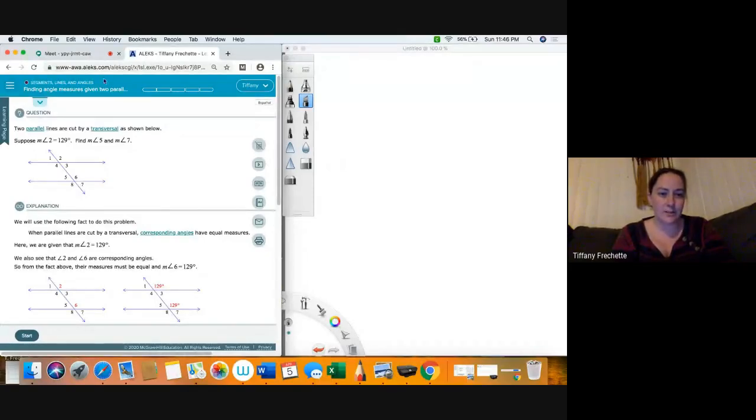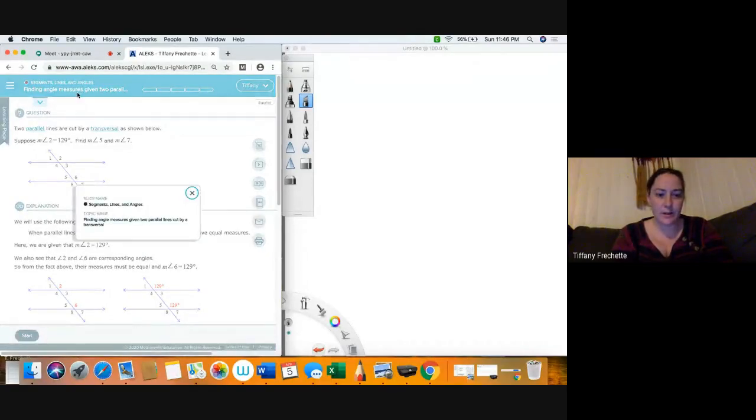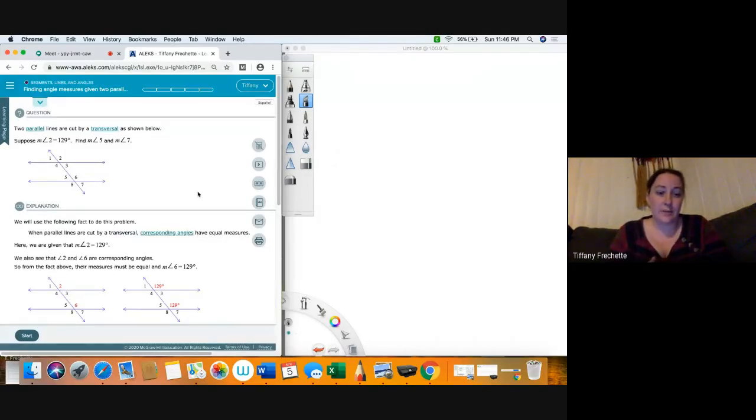Finding angle measures given two parallel lines cut by a transversal. So first, two parallel lines are cut by a transversal as shown.